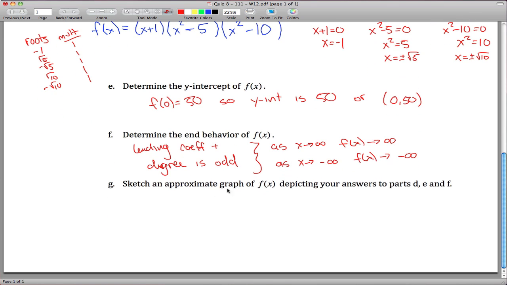Part G here, sketch an approximate graph of f of x depicting your answers to all this. All right, we can do that. It might not be to scale, but I'll throw something out here. The y-intercept was positive 50, so I'll put a 50 up here. The roots were negative 1, plus or minus the square root of 5, which is a little bit more than 2, so maybe right around there. And plus or minus square root of 10 is a little bit more than 3, so right around there is close enough.